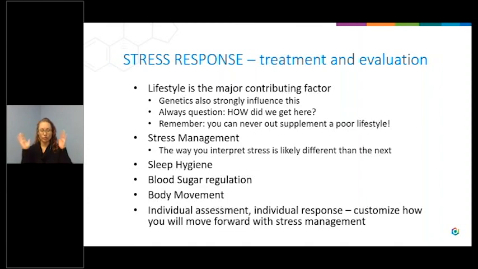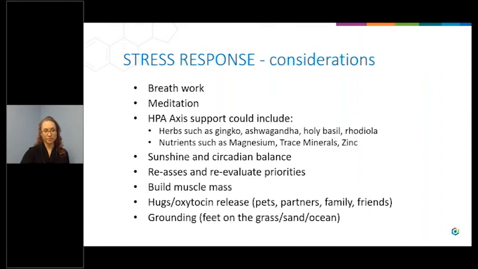You need to prioritize sleep. Sleep is super important, and there is research that suggests there are certain times for sleep hygiene to be better than other times, right? Even if you're sleeping 9 hours from 2 a.m. to 11 a.m., that's going to be a different quality of sleep than if you go to bed from 11 p.m. till 8 a.m. So remember that with the circadian rhythm and how your body responds to that. Blood sugar regulation, body movement. This is an individual assessment, individual response. You have to customize how you move forward with stress management.